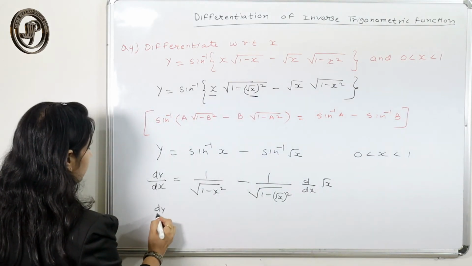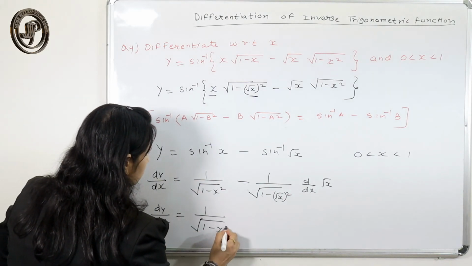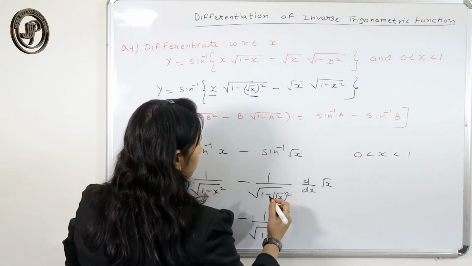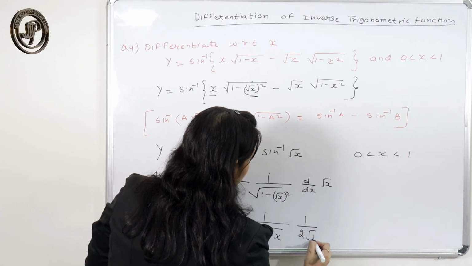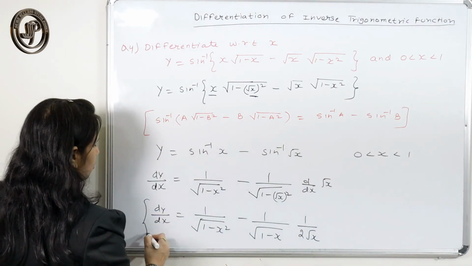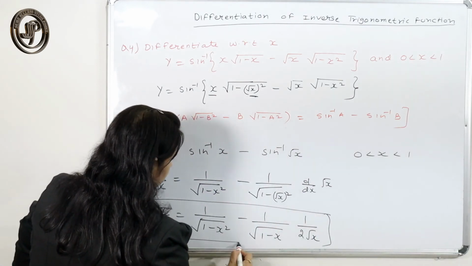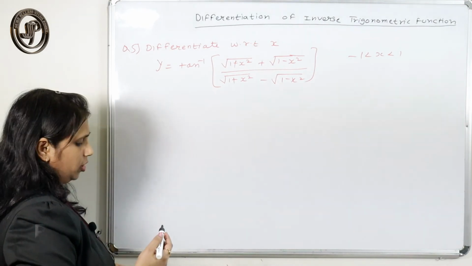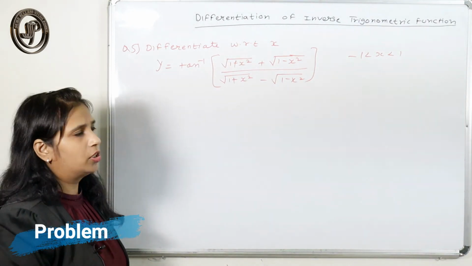Okay, so dy by dx will be how much? This is minus 1 minus x, and here it is 1 upon 2 root x. Okay, differentiation of that. So that is the final answer. Differentiate this with respect to x, that is also one of the important questions.